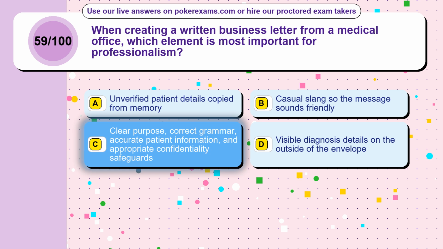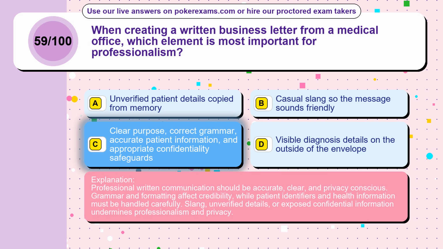The correct answer is option C. Clear purpose, correct grammar, accurate patient information, and appropriate confidentiality safeguards. Professional written communication should be accurate, clear, and privacy-conscious. Grammar and formatting affect credibility, while patient identifiers and health information must be handled carefully. Slang, unverified details, or exposed confidential information undermines professionalism and privacy.